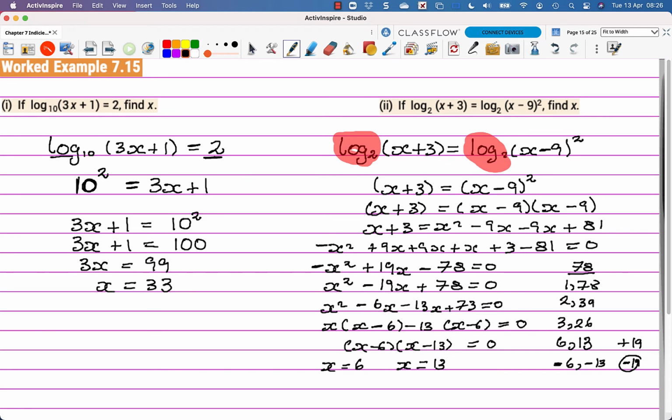Now what we've also got to do is check that both these numbers work in the original equation. So we just put it into the calculator and make sure they both work, and then we write down that it satisfies the original equation. You must be seen to check them.